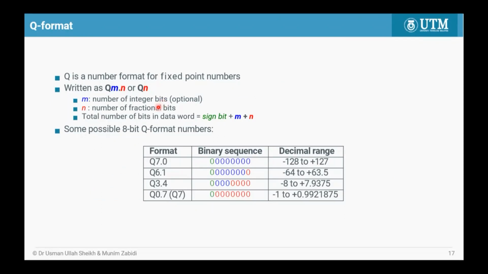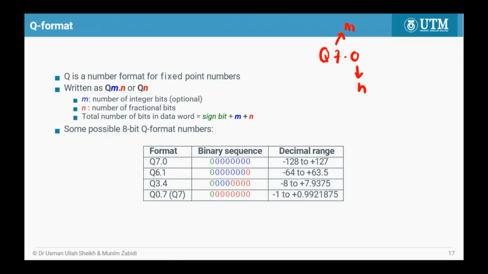So the total number of bits in a data word is equal to the sign bit plus M plus N. This is an example of possible 8-bit Q format numbers. We have a total of 4 Q format numbers. For Q7.0, what does this represent? If you look here, this 7 is your M and this is your N.